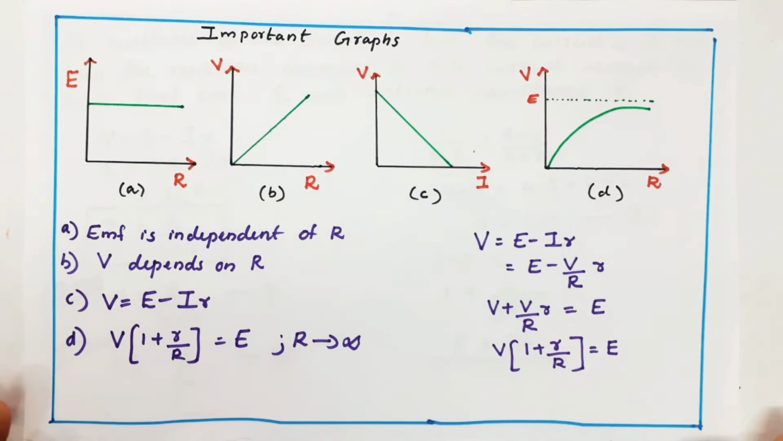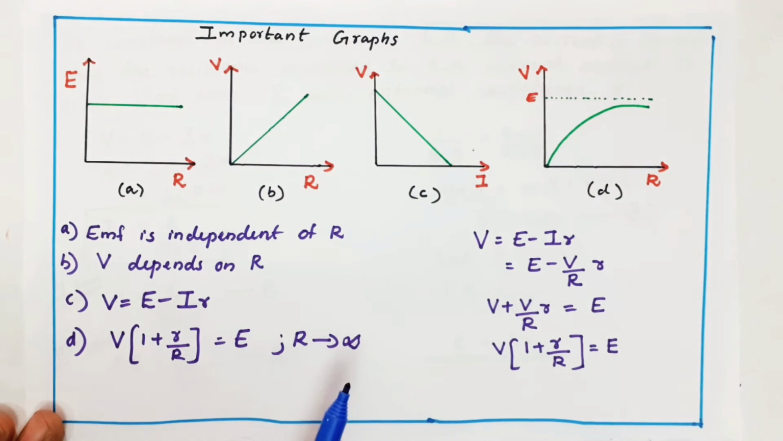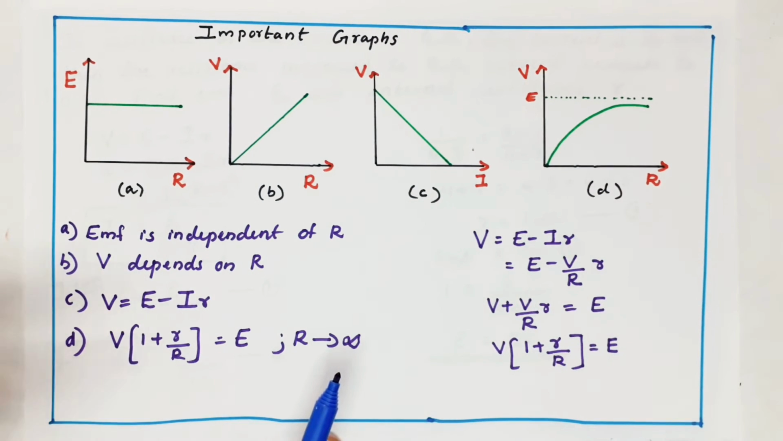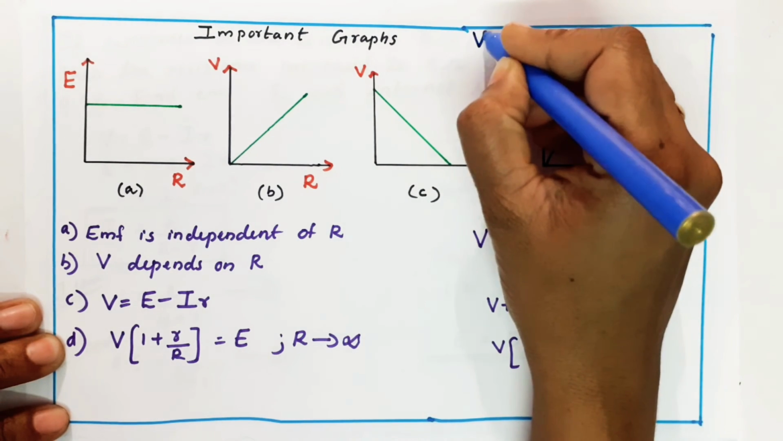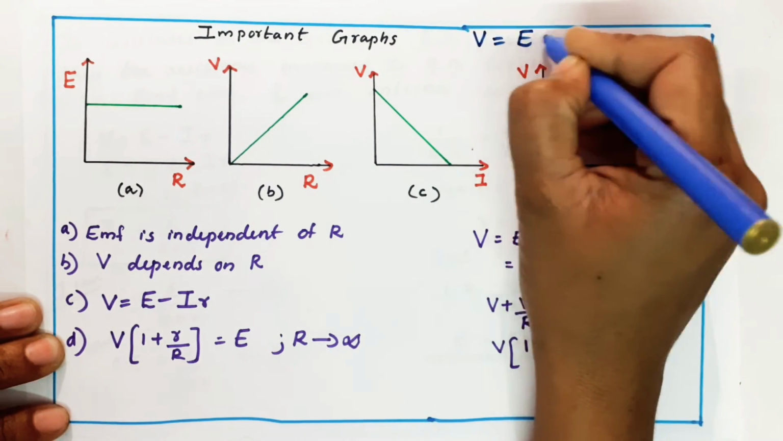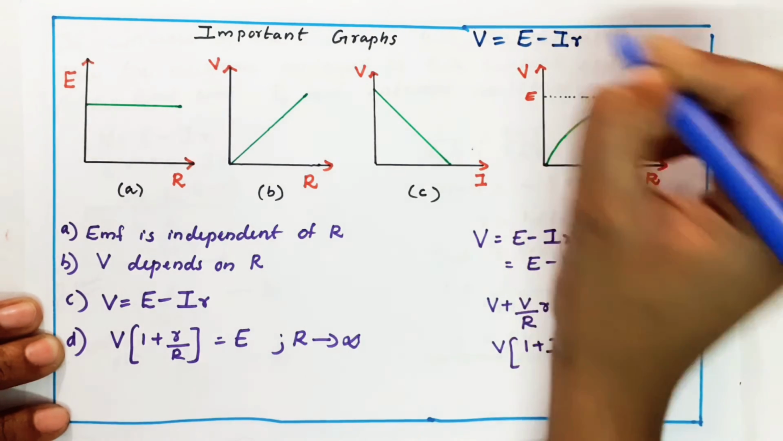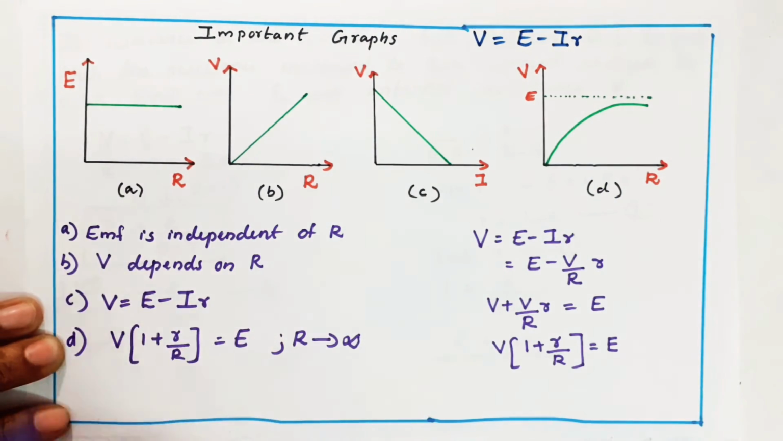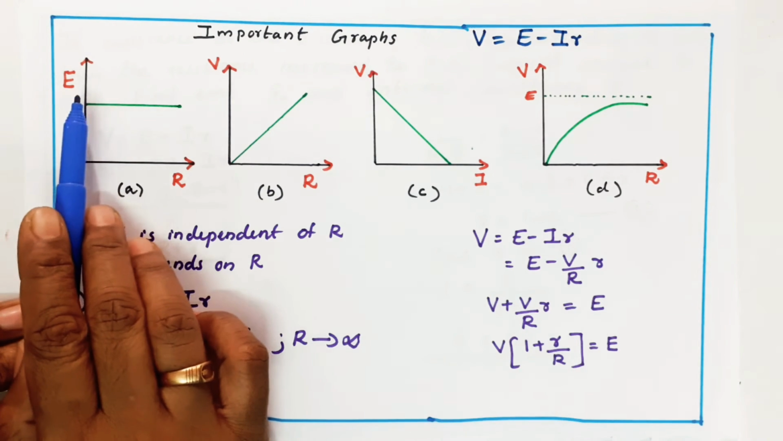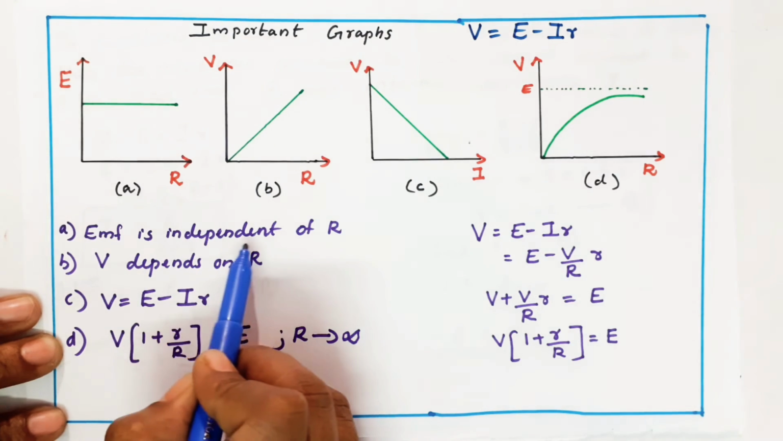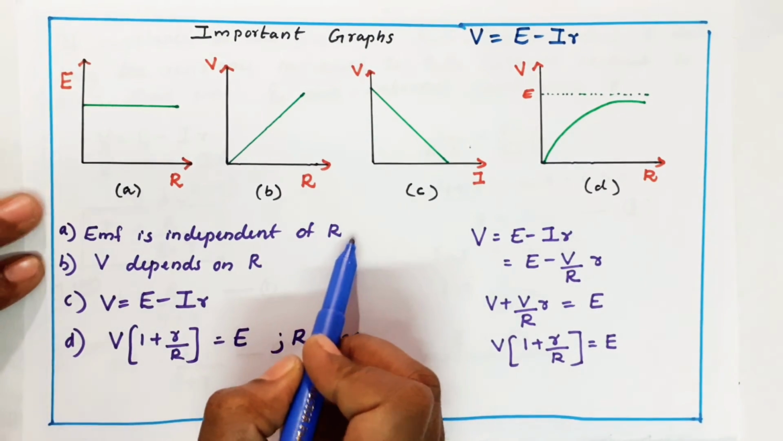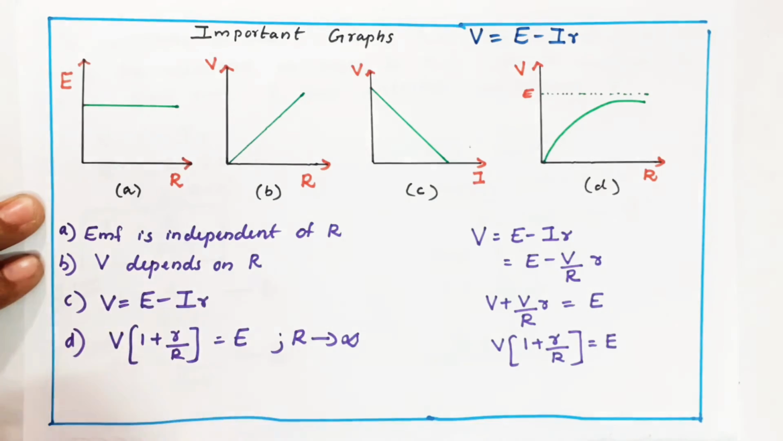Now I want to discuss a few important graphs. See here, I have drawn a total of 4 graphs. These are all related to our equation V is equal to E minus IR. From that relation only I am drawing the graphs. The first graph indicates the graph between EMF and external resistance. I told you EMF is independent of external resistance, so we get a straight line.